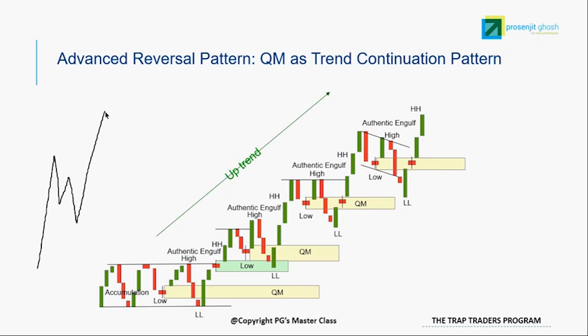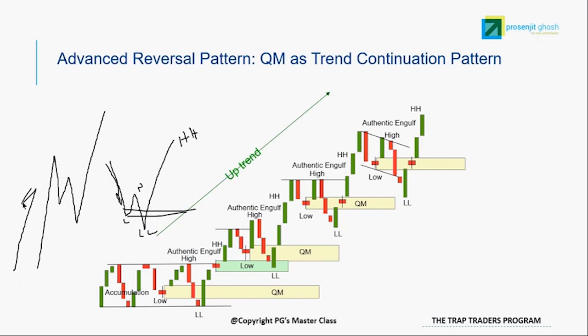So a QM may look like this. Okay, it may look like this, or it may look like this. Okay, both of them are QM. Understand? This is in a downtrend, right? Price getting a low, high, lower low, higher high. So this is a demand QM here, right?